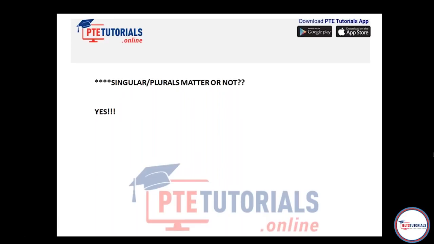Software understands each and everything, and it can actually differentiate the things which are singular or plural. If in the question it is asked singular, then you have to provide the answer in the singular form only. And if it is asked in the plural form, then you have to give the answer in the plural form only. So be careful about all this.